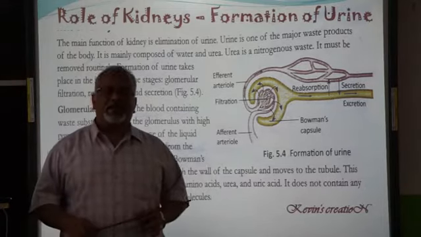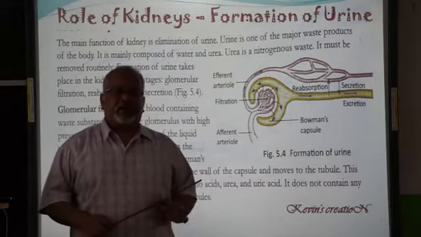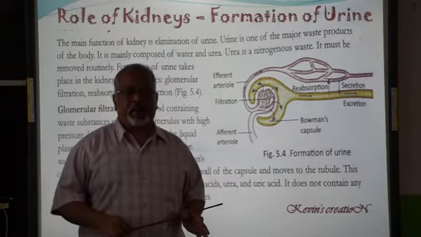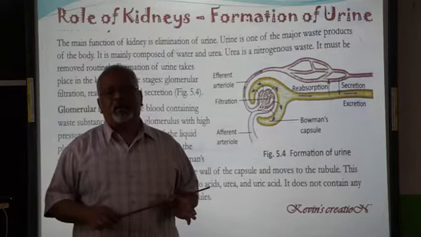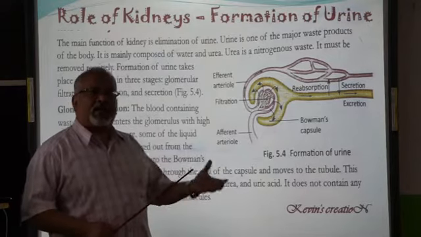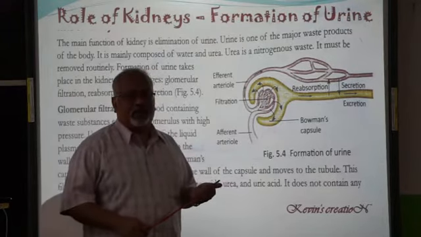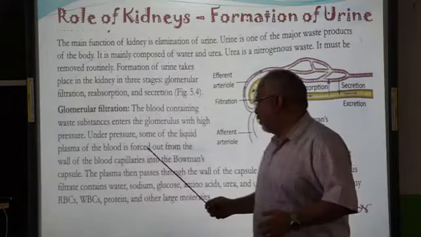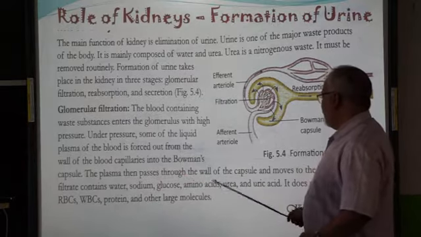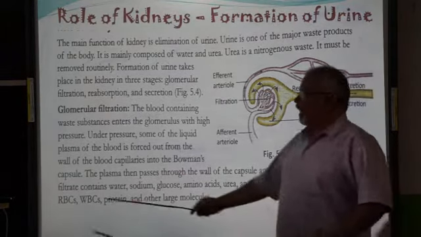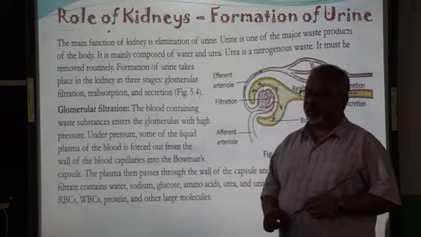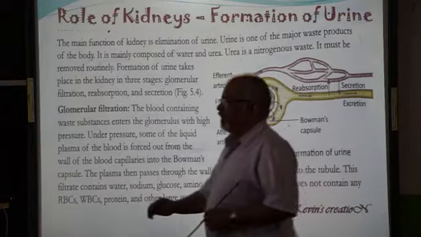Now whatever is there in this filtrate, some are required by the body. Even water is also required by the body in certain amount. Otherwise, no activities can take place in our body. So most of it is again reabsorbed by the body. Now glucose, that is important for the body. Some of the salts are required by the body. Water is required by the body. It does not contain any RBC or WBC, protein or any large molecules. So all these things are there in the tubule.